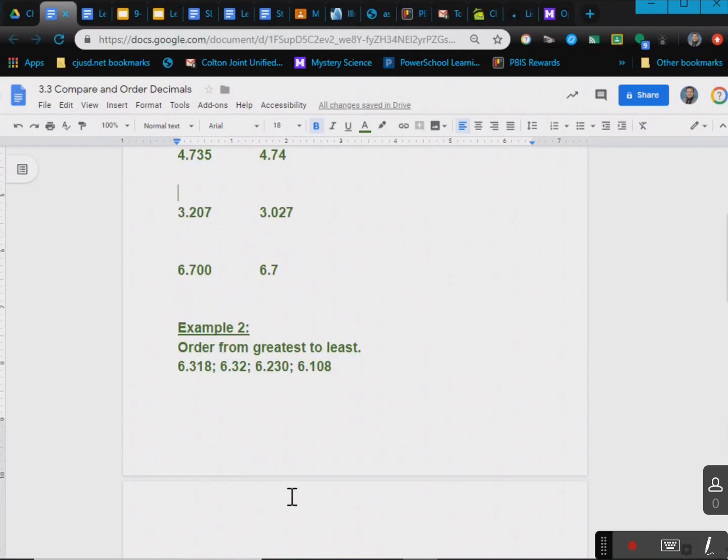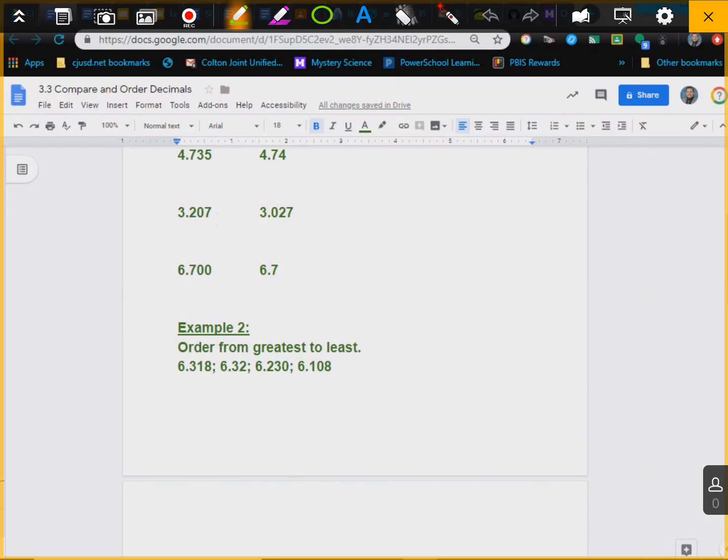All right, so let's go with example number 2. This one is pretty interesting. It's saying order from greatest to least. So what we've got to do here is order from greatest to least. Which one's the biggest number? And keep going until you find the smallest. So I'm going to look at the ones. They all start with a 6. 6, 6, 6, 6, 6.